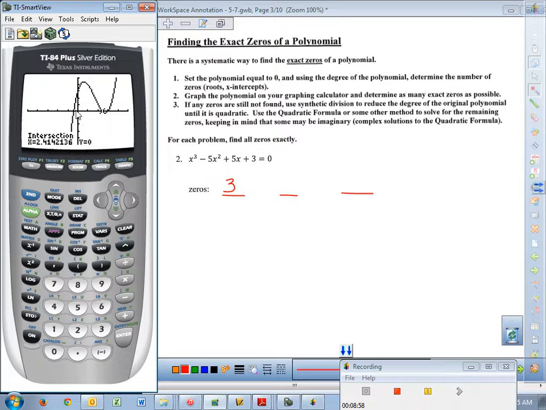So this guy over here, I don't even need to check him. Since this is irrational, this guy has to be irrational also. Is that with you? They come in pairs. Sound cool? They come in pairs. So how do we find this guy? I don't know what that is. We do a little thing called synthetic division.